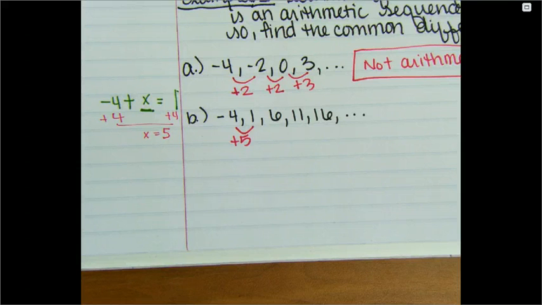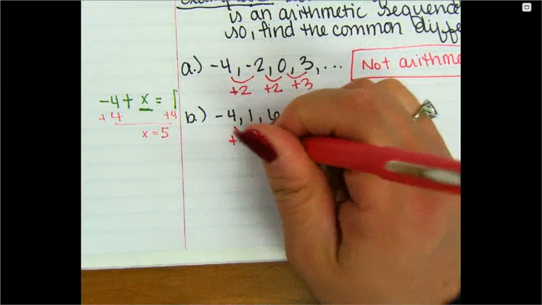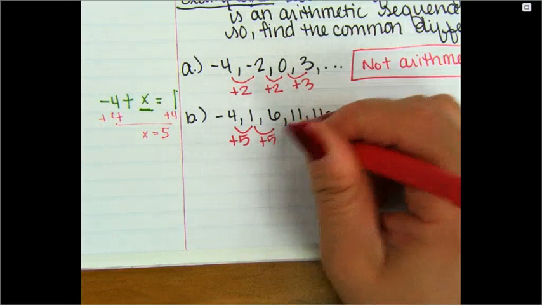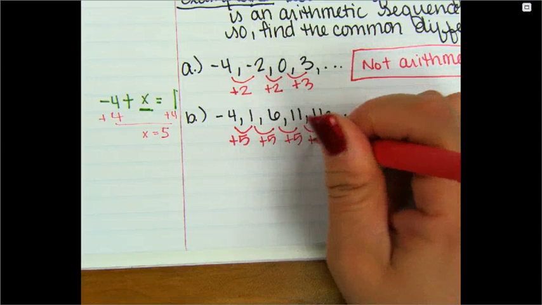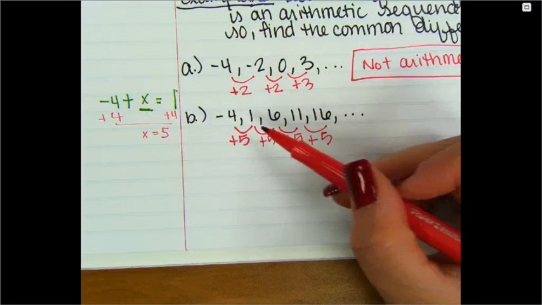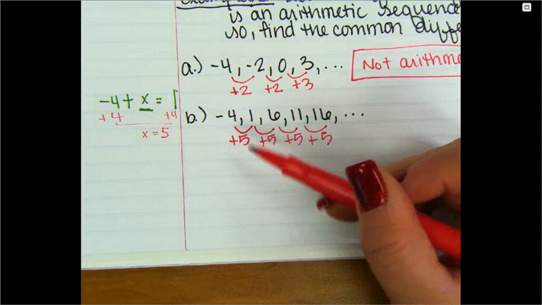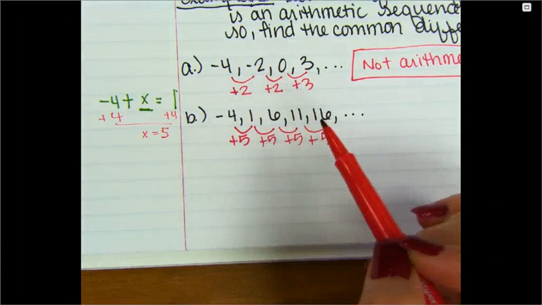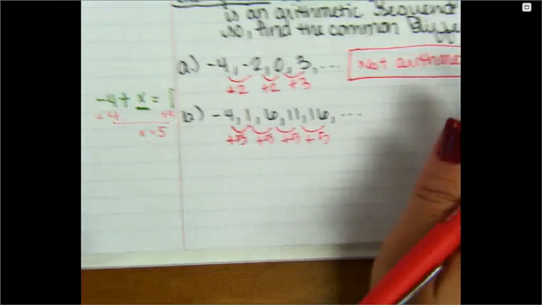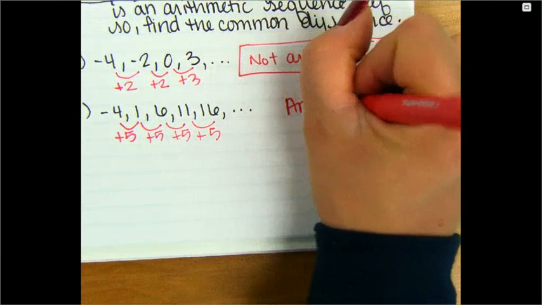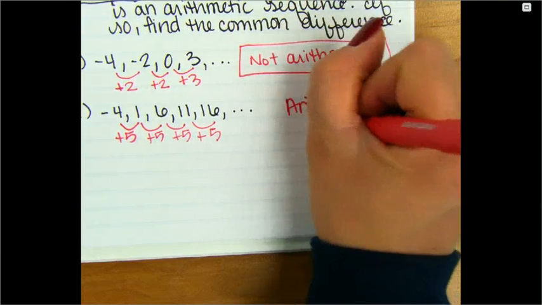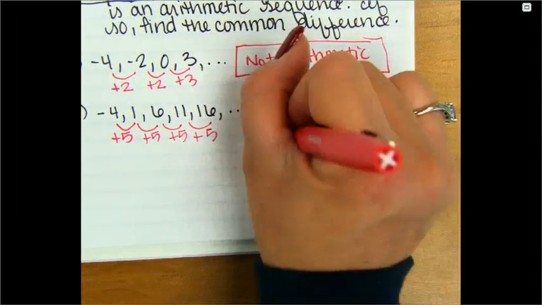It's harder when you have negatives. You notice that? It's easier when you have positives. I can look at 1 and ask, what do I need to add to 1 to get to 6? 5. What do I need to add to 6 to get to 11? 5. What do I need to add to 11 to get to 16? 5. See how these are easier, and it's the negative that sometimes throws you off? Then you can set up your little equation. So, is it arithmetic? Yeah. If it's arithmetic, what's the common difference? D equals 5. Very good.